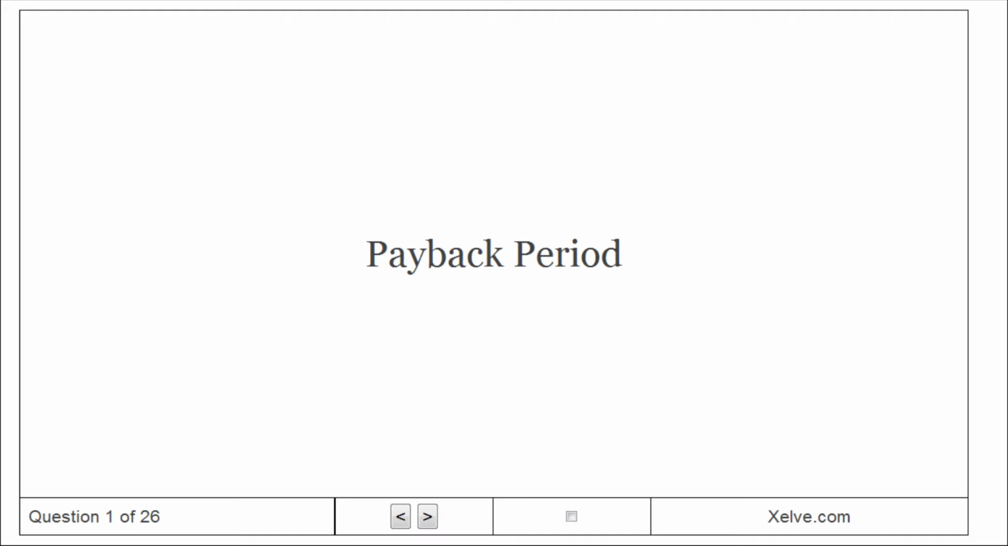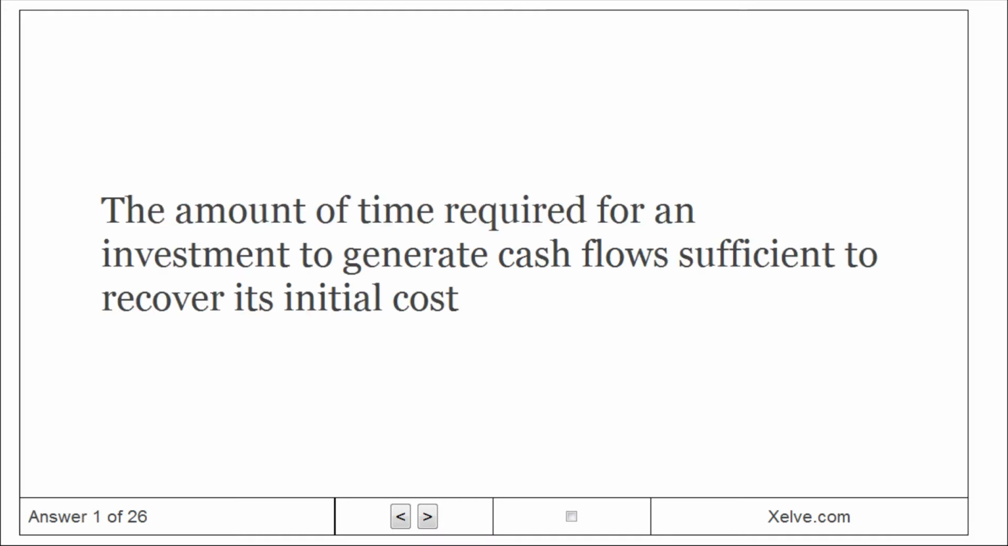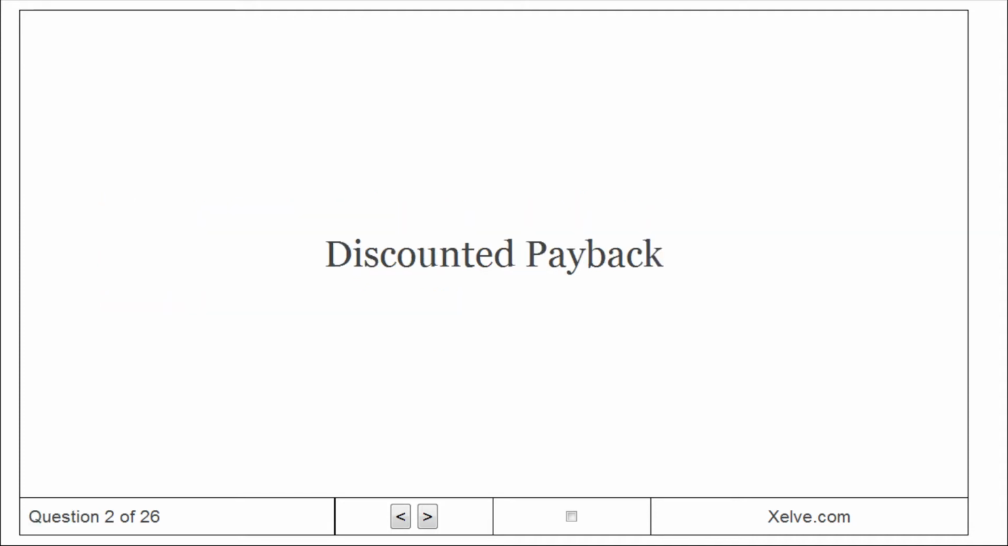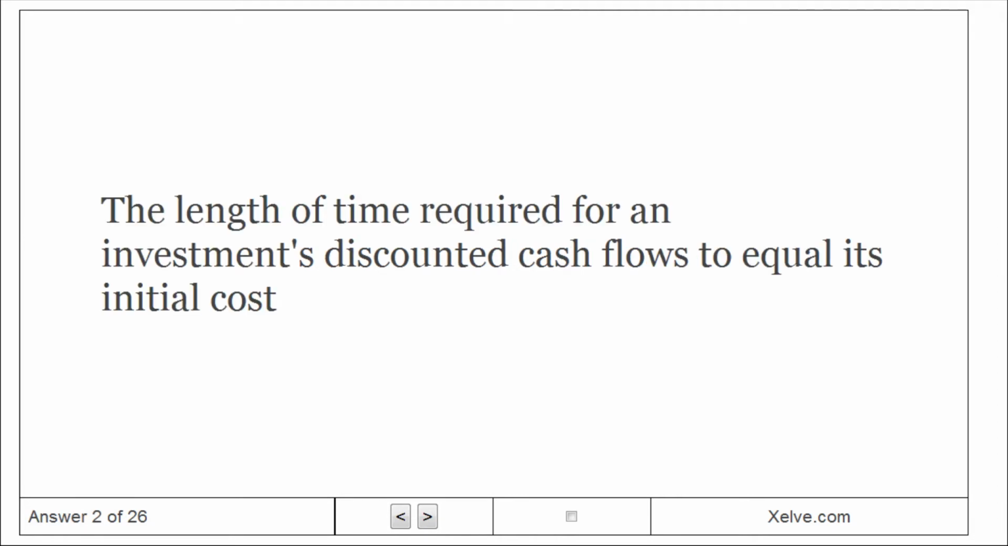Payback period. The amount of time required for an investment to generate cash flows sufficient to recover its initial cost. Discounted payback. The length of time required for an investment's discounted cash flows to equal its initial cost.